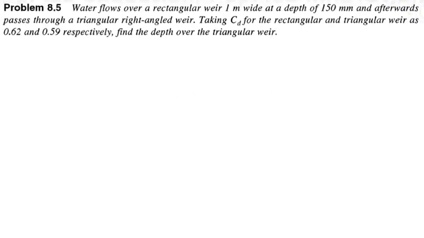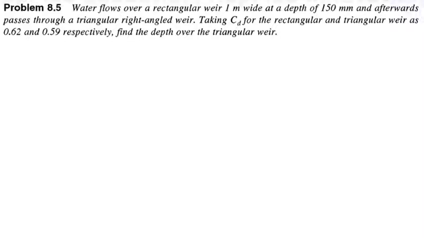Now we will see some problems based on notches and weirs. The first problem says that water flows over a rectangular weir of 1 meter width at a depth of 150 mm and afterwards passes through a triangular right angled weir, taking CD for the rectangular and triangular weir as 0.62 and 0.59 respectively. Find the depth over the triangular weir.